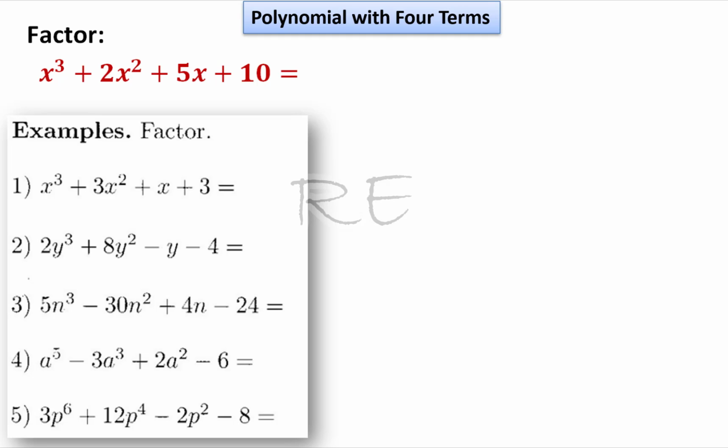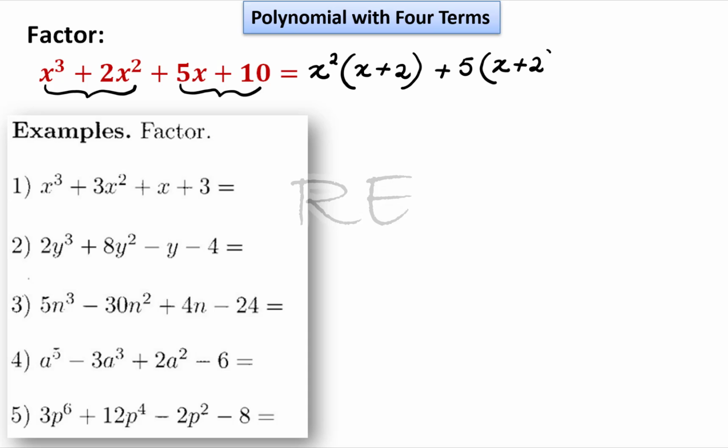Factor x cubed plus 2x squared plus 5x plus 10. A polynomial with 4 terms. If we group x cubed plus 2x squared, the GCF is x squared, and we are left with x plus 2. Then we will group 5x plus 10. The GCF is 5, and we are also left with x plus 2.